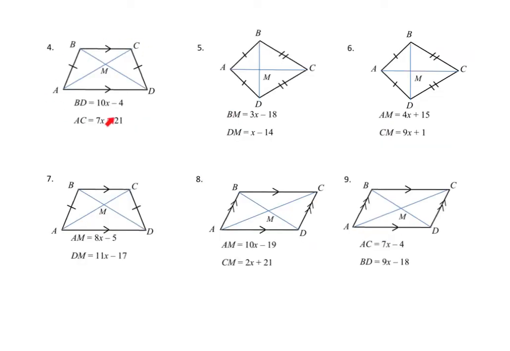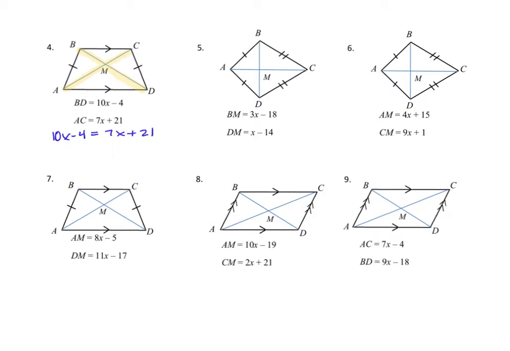Let's take a look at this isosceles trapezoid. In an isosceles trapezoid, the diagonals are congruent. We're given the length of BD, which is 10x minus 4, and the length of AC, which is 7x plus 21. Because the diagonals are congruent, I can set these two expressions equal to each other. So 10x minus 4 is equal to 7x plus 21.